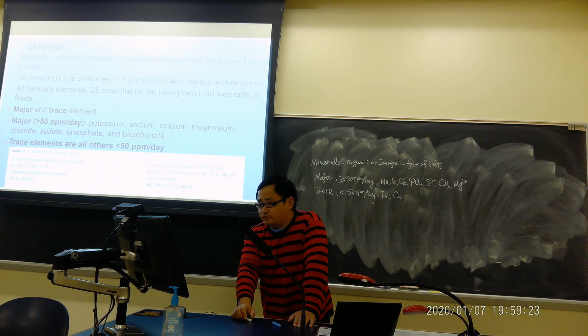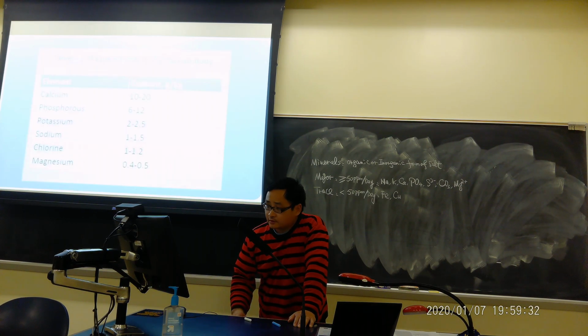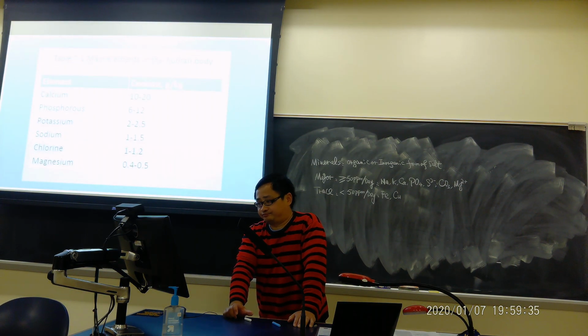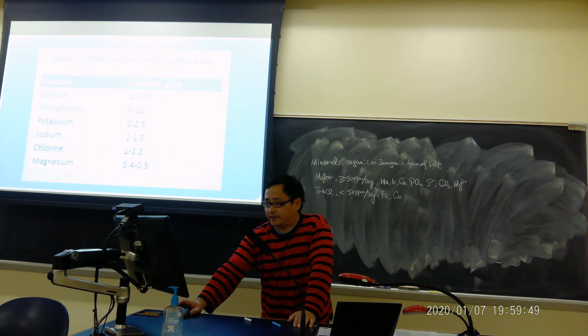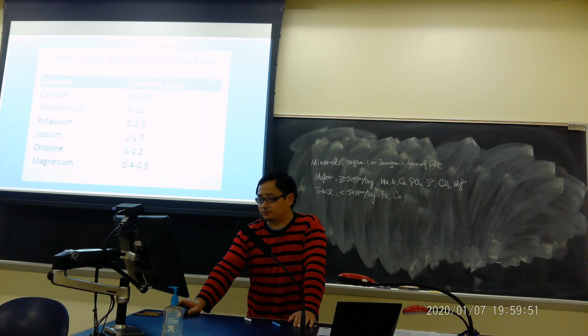So this just gives you an overview of the minerals. What are minerals? Naturally occurring inorganic salts. This gives the example, the main elements in the human body. So basically, the major component is calcium, 10 to 20 grams per kilogram, followed by phosphorus, potassium, sodium, chlorine, and magnesium.